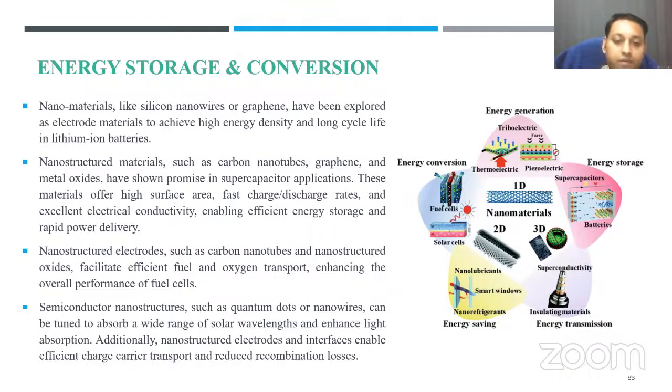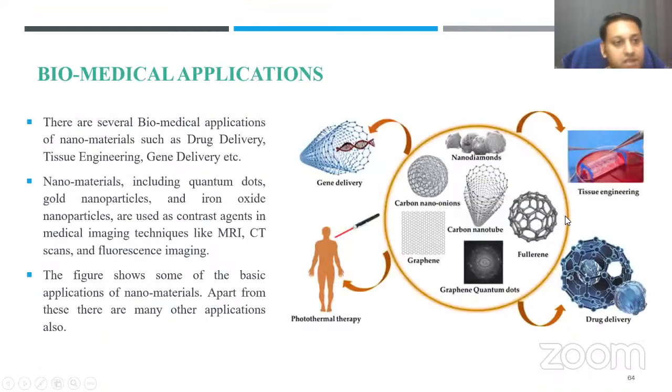Nanostructured electrodes such as carbon nanotubes and nanostructured oxides facilitate efficient fuel and oxygen transport, enhancing the overall performance of fuel cells. Apart from that, the piezoelectric and thermoelectric applications are also interesting applications that we get out of nanomaterials. Okay, and nano lubricants, nano refrigerants, smart windows, superconductive materials, all you can achieve using nanomaterials, carbon based nanomaterials or metal based nanomaterials.